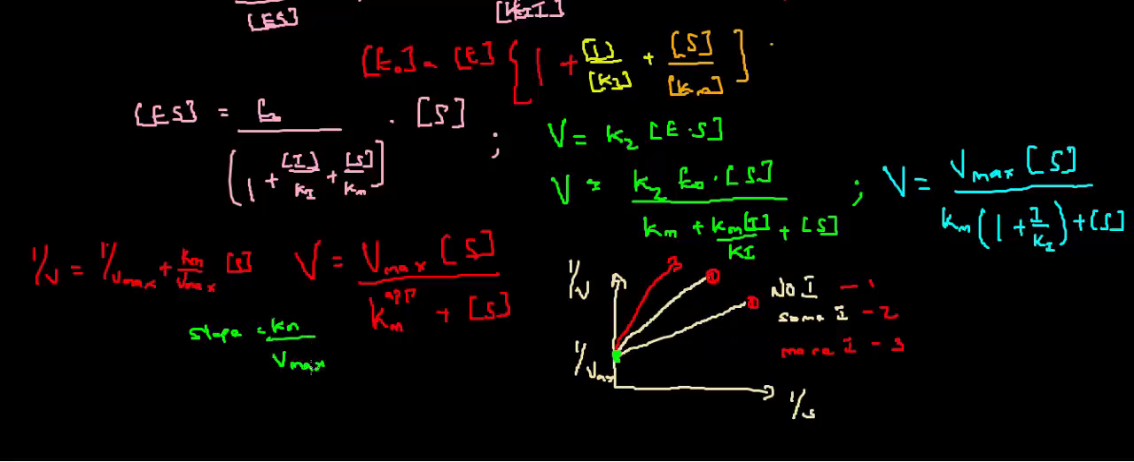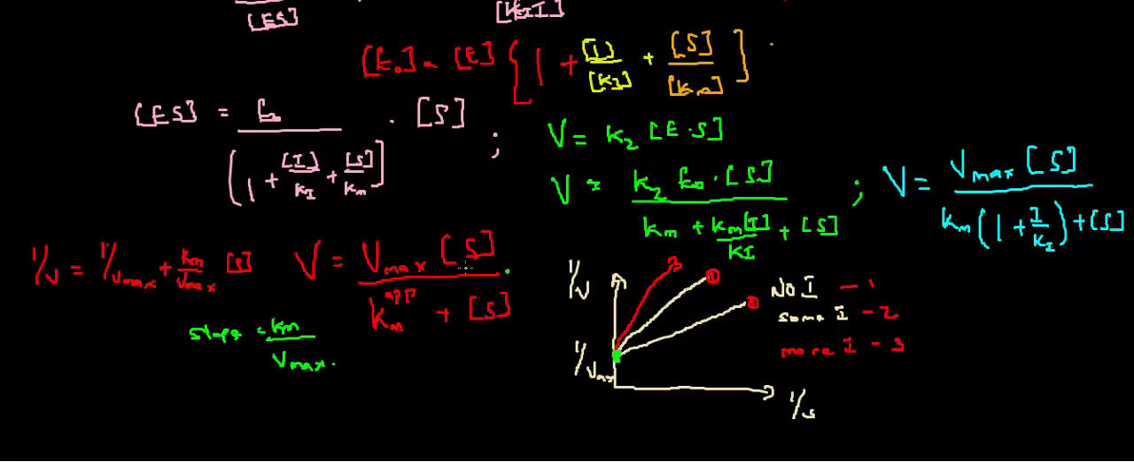Now if the slope is km over v max and I'm saying that v max is remaining constant but the slope is changing, that means what is changing is km. So there's an increase in km. Look, the slope is increasing as you're adding the inhibitor, so that means that I have v max constant and I have km changing. Now if you look at what we've derived very carefully, it makes a lot of sense.